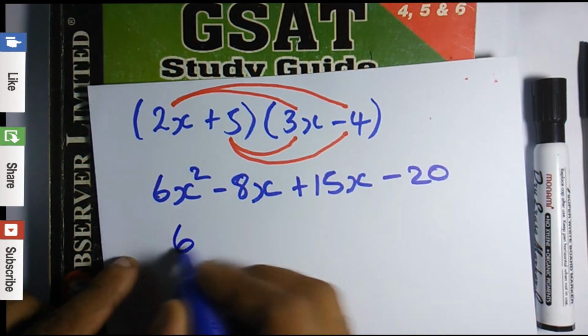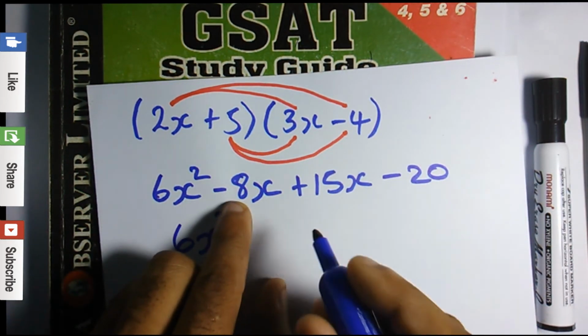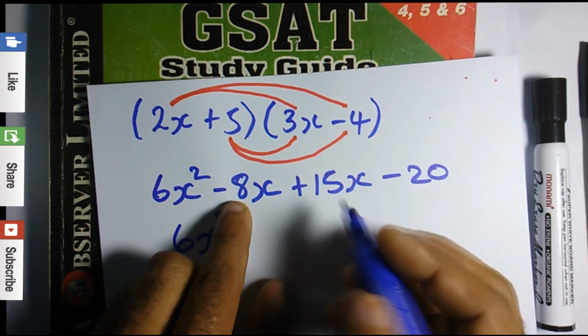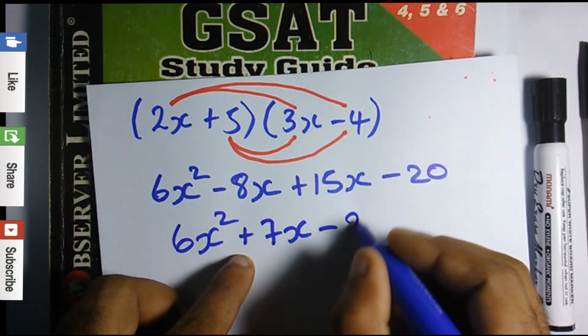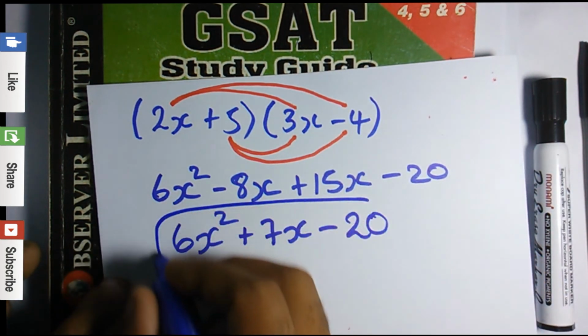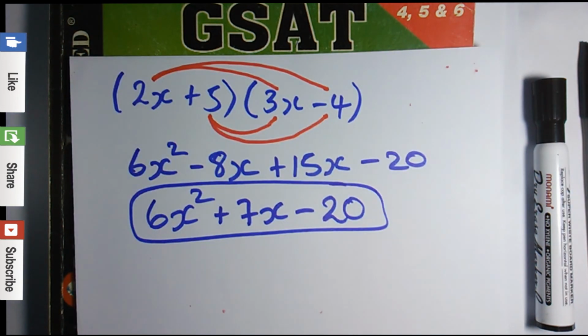So the answer would be 6x squared. Minus 8x plus 15x would give us positive 7x, right? Then minus 20. This would be our answer, because I said expand and simplify.